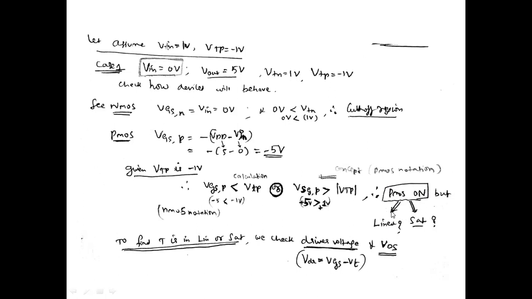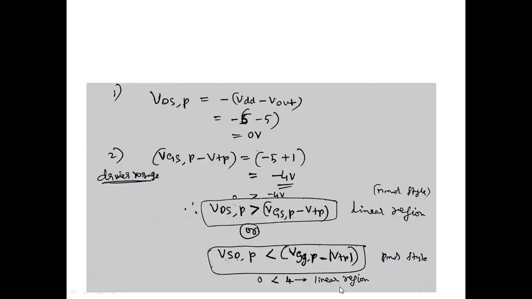That means, to check in which region the device is, we have one more check. We will check the driver voltage, so-called VGS minus VT, and the VDS value. See how it is done. First, let us check this VDS comma P.